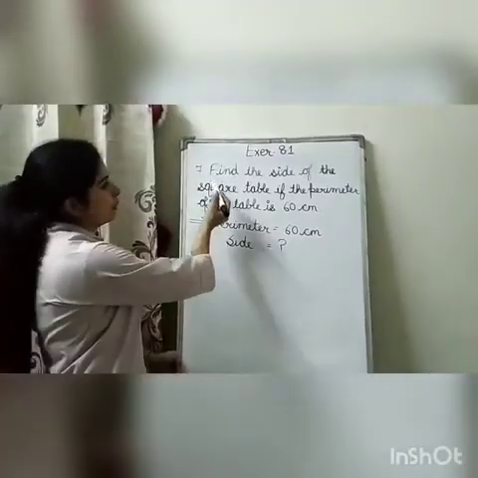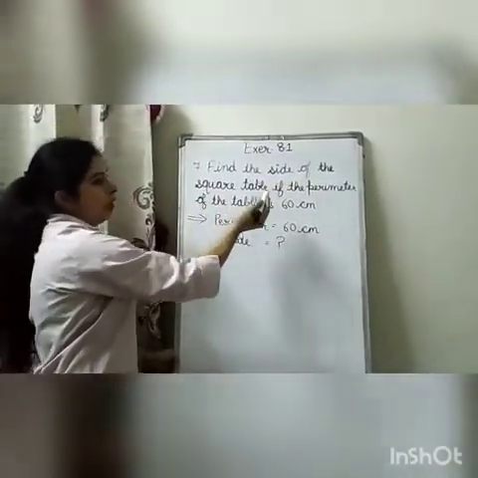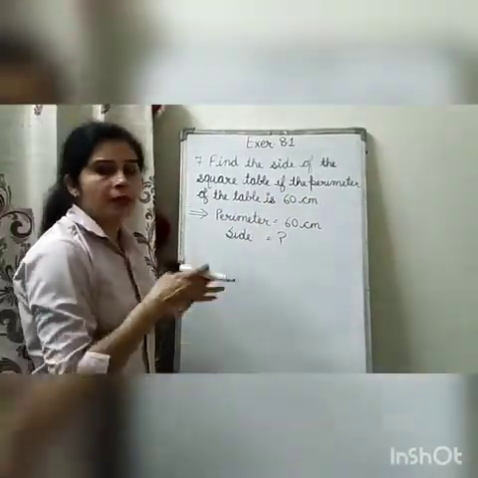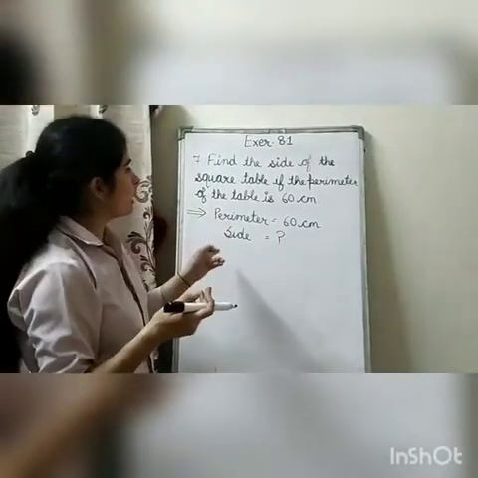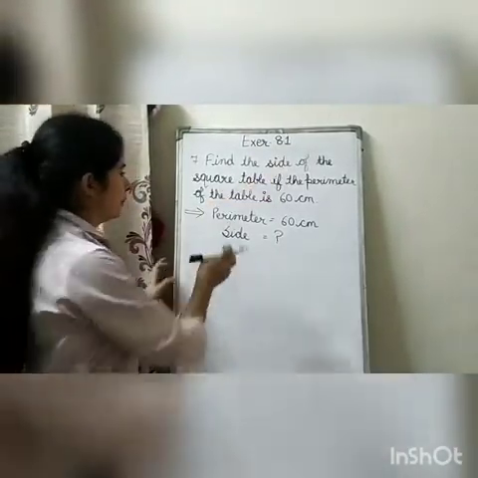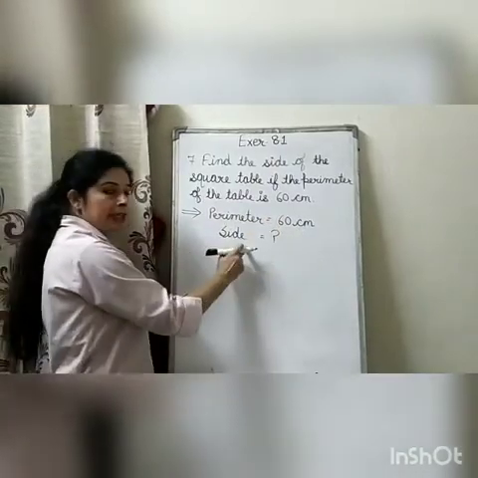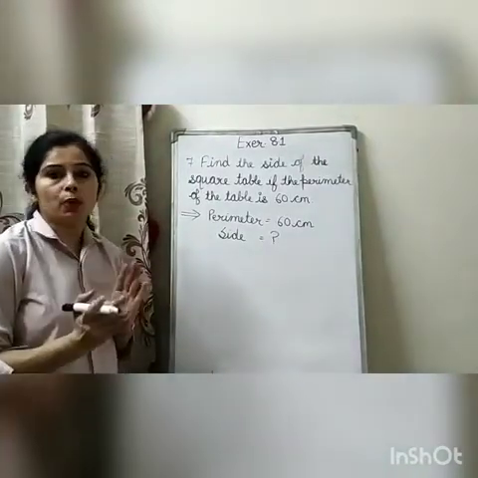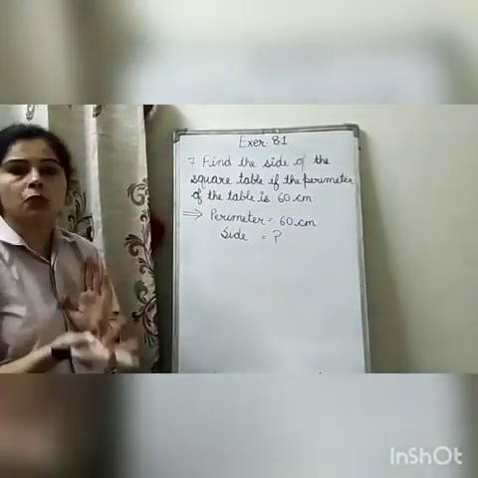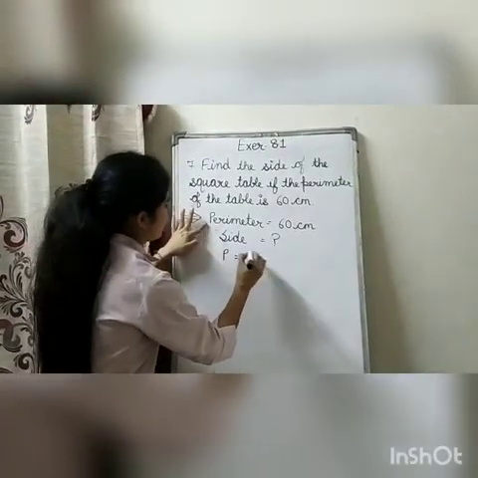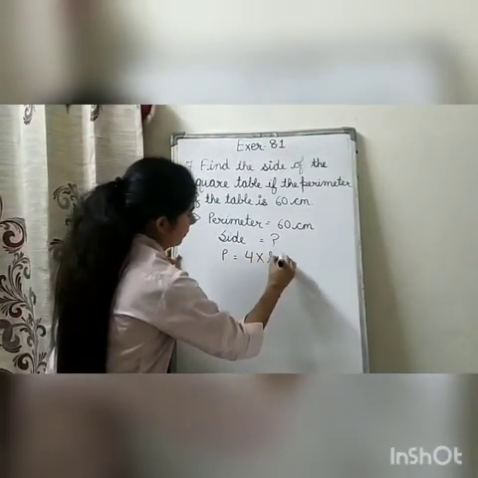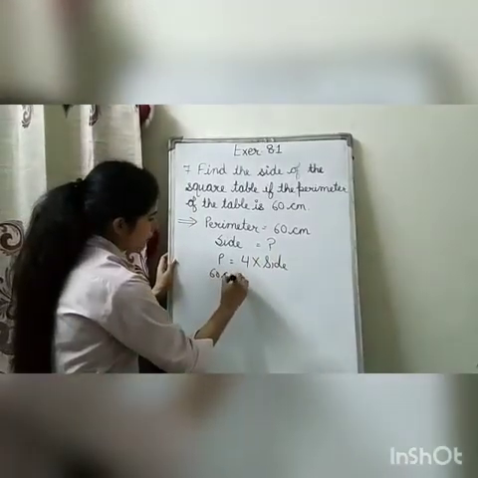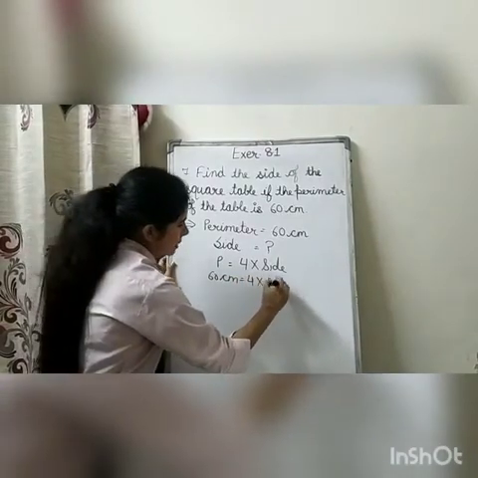Our last question, find the side of the square table if the perimeter of the table is 60 centimeter. Earlier we had to find the perimeter, but in this question we need to find the side of the square table. Perimeter is 60 centimeters, side we need to find. We don't know the formula. When we are not aware of the formula, simply use the formula which you know. We know the perimeter of square formula, 4 multiply side. Fill the values. Perimeter 60 centimeter is equal to 4 multiply side.